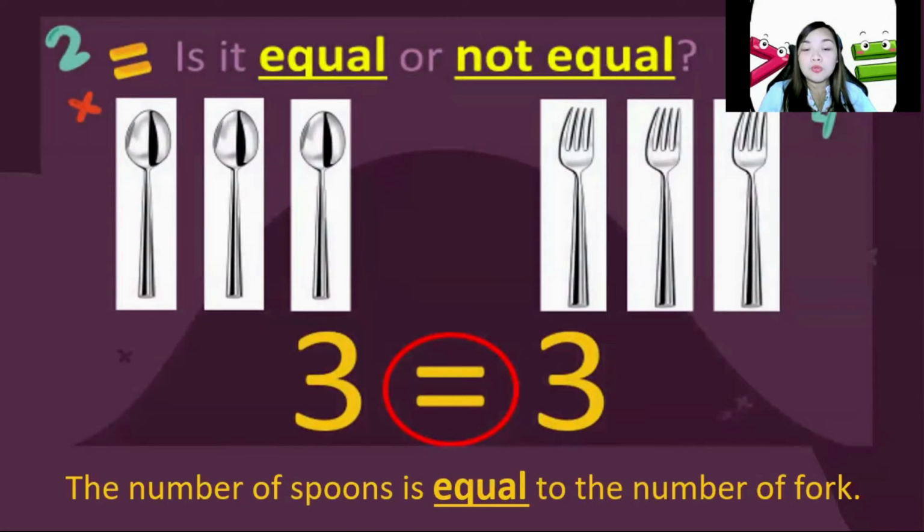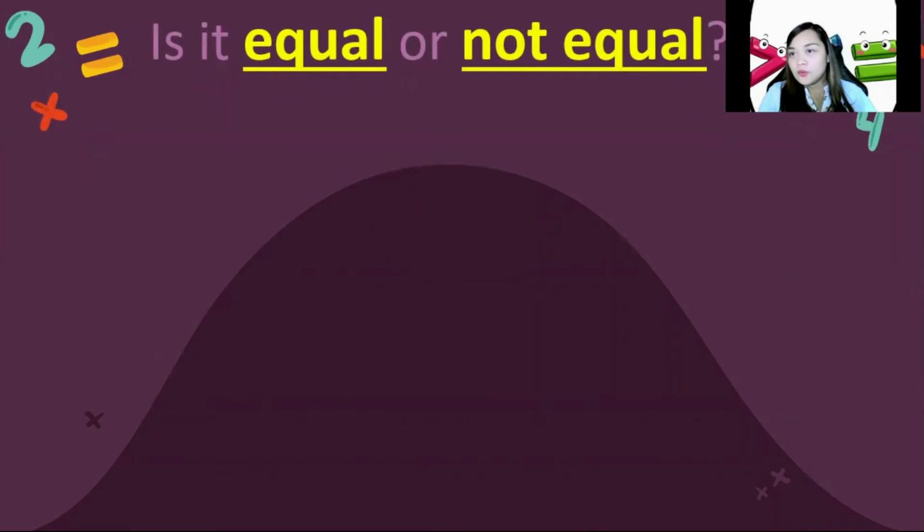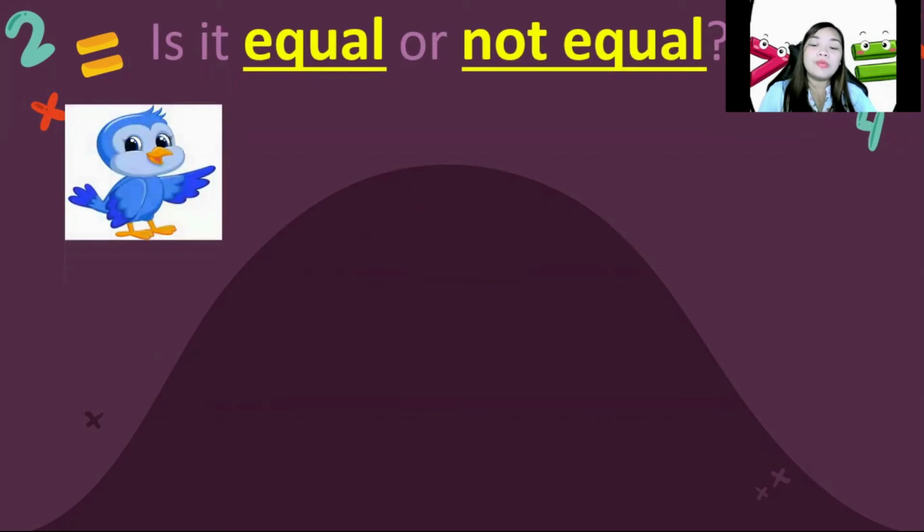The number of spoons is equal to the number of forks. Okay, next one. Is it equal or not equal still? Okay, now let's count how many birds are there.